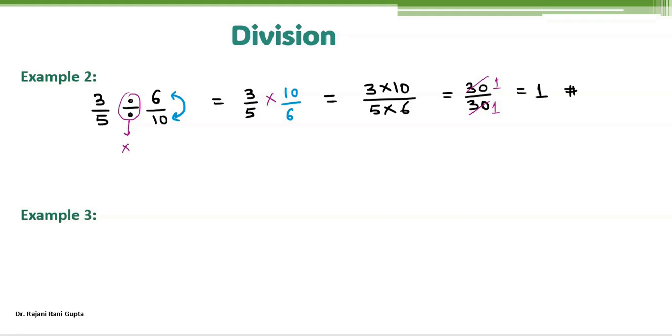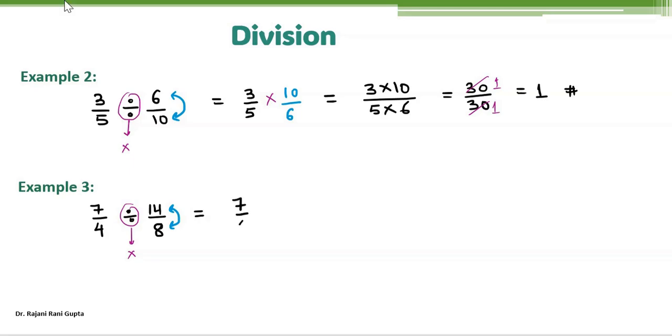Okay, let's take another example. Here let's have 7 over 4 divided by 14 over 8. So again doing the same thing, changing division to multiplication and switching the position of numerator and denominator, that is finding the reciprocal of second. So it becomes 7 over 4 times, yes, 8 over 14. Now it is simple multiplication. So it becomes 7 times 8 in the numerator and 4 times 14 in the denominator.